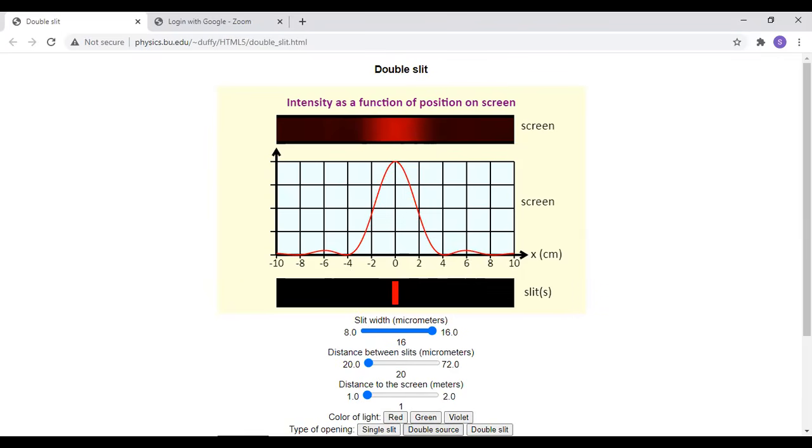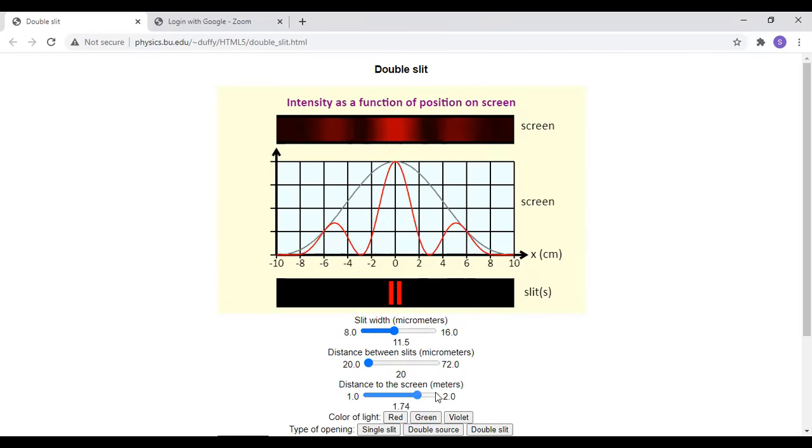You can do double source, which would be Young's double slit, where your intensity remains uniform. And then there is double slit, where your intensity is a superposition of interference and diffraction. It is a superposition of both on your screen. So play around with the numbers here. Change the slit width, change the distance between the slits. As you increase the distance between the slits, it seems that more interference maxima enter within your central maxima.